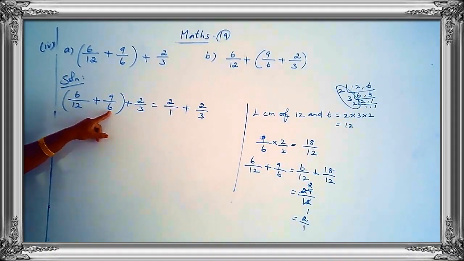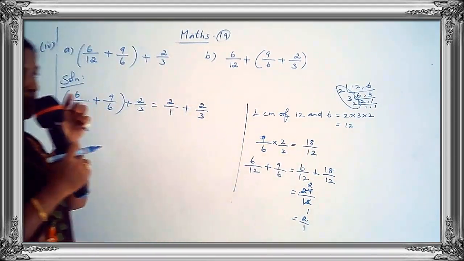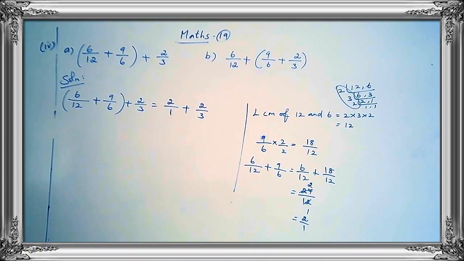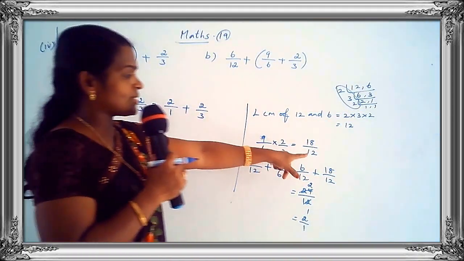Okay children, so you take the LCM. The LCM is 12, so now you convert into denominator 12. Okay, clear? 6 upon 12 is already in denominator 12, so leave it. Now you come to the next rational number, 9 upon 6. You convert it into denominator 12, so we multiply the numerator and denominator by 2. So 9 upon 6 is equivalent to 18 upon 12.